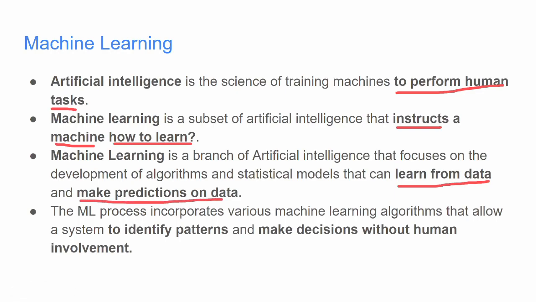The machine learning process incorporates various machine learning algorithms that allow a system to identify new patterns, new insights, and to make decisions without any human involvement. So that's the main purpose of machine learning and artificial intelligence. It's one of the subsets of AI.